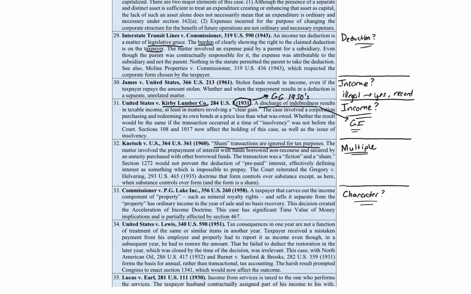P.G. Lake basically says that a taxpayer that carves out an income component of property, such as mineral royalty rights, is taxed accordingly. So if you have a contract and you sell that contract where someone else is going to fulfill it, the seller has to record ordinary income or loss. Why? Because if you performed it, what would the character have been? Ordinary income, right?